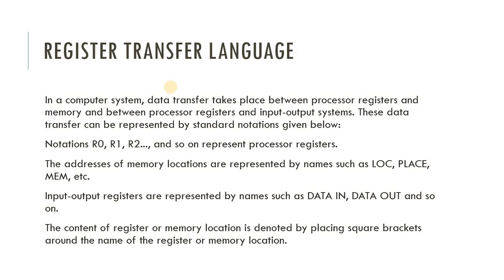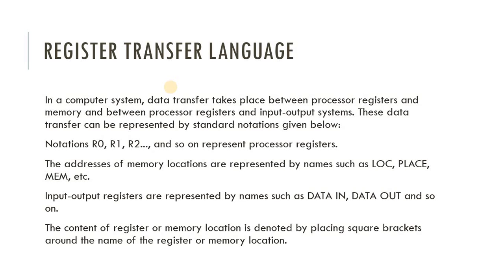Suppose we want to define one register, so we can define it with the symbol R0 or R1 or Rn. The second is the addresses of the memory locations are represented by names such as loc, place, mem, etc. So these are the keywords to represent the memory addresses. Next, the input-output registers are represented by names such as data in or data out. For input or output registers, it is represented by data in or data out symbols.